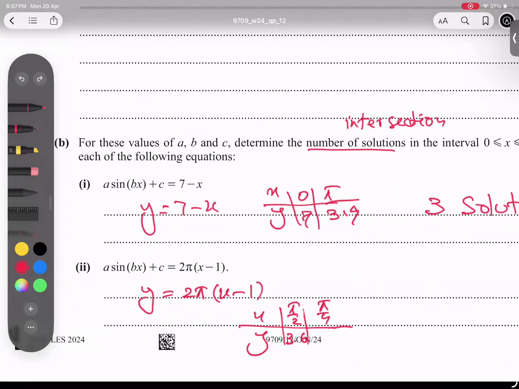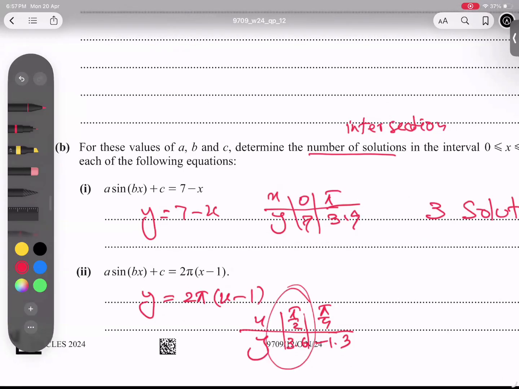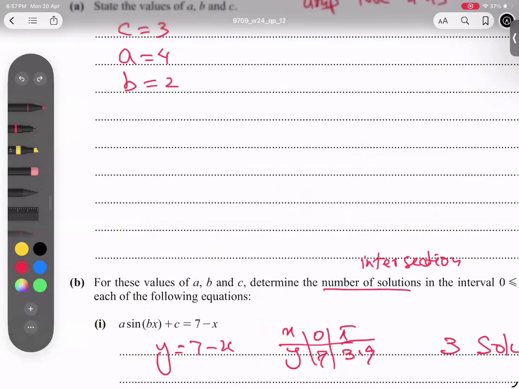So outside is 2 pi, and in the bracket I'm getting pi by 4 minus 1. So I'm getting the answer negative 1.34. Finally, I check once again. Yeah, correct. Now I'm checking. Pi by 2, first of all, I'm plotting this point: pi by 2 and 3.6.